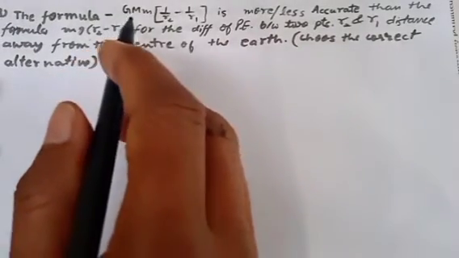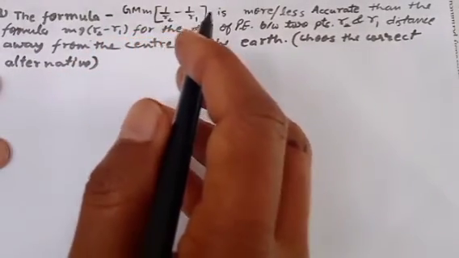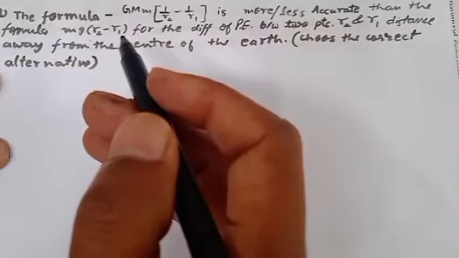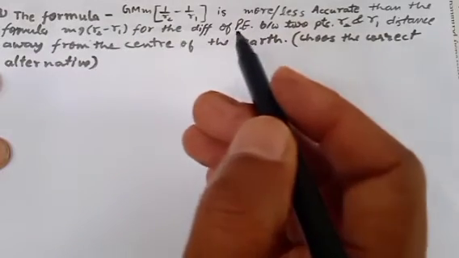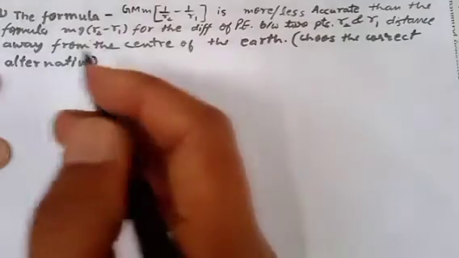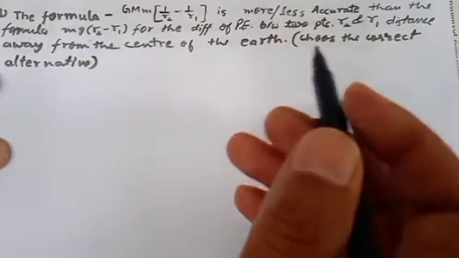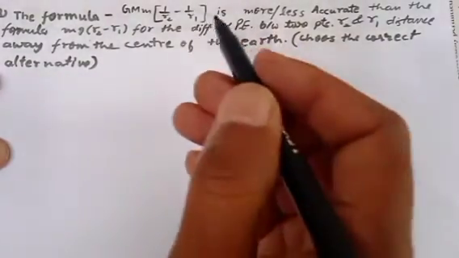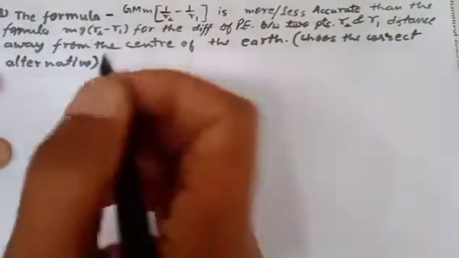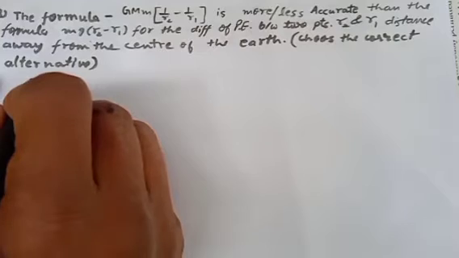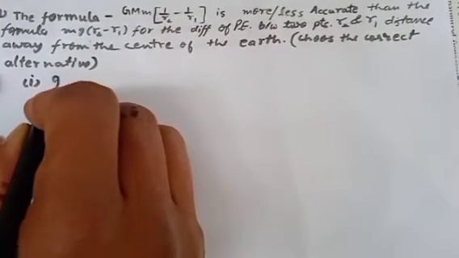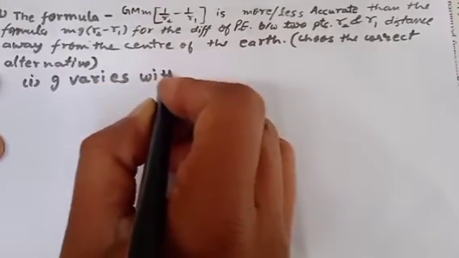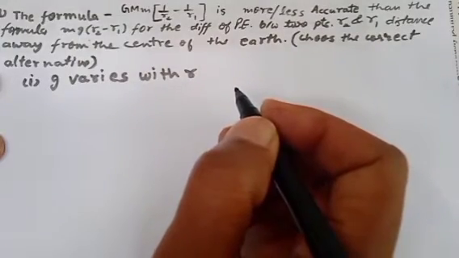The formula minus G M m (1 upon r2 minus 1 upon r1) is more, or less, accurate than the formula mg (r2 minus r1) for the difference of potential energy between two points r1 and r2 at a distance away from the center of earth. Choose the correct alternative. We have to tell whether this is more correct or less correct. So first point, g varies with r.